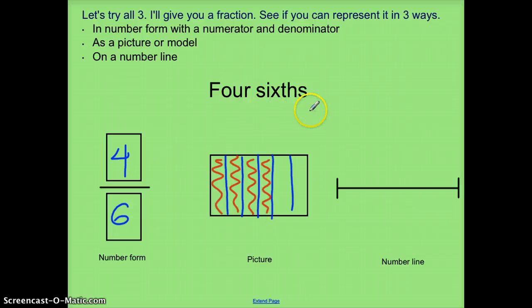I need 6 spaces or segments. 1, 2, 3, 4, 5, 6. And I don't have a whole lot of space here, so I think I'll only label every other. 0/6, 2/6, 4/6, 6/6.